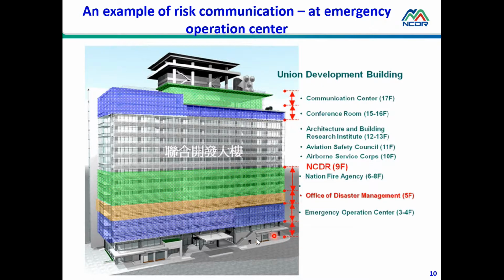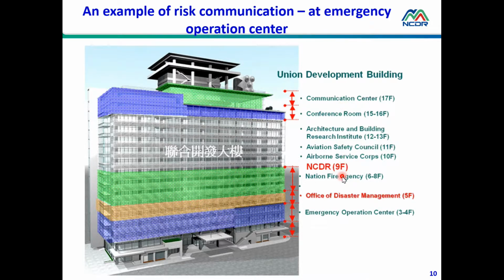Our office wing is also very unique. This building includes several important units. The third and fourth floors are our National Emergency Operations Center. The fifth floor, I mentioned, is the Office of Disaster Management. Floors 6 to 8 are the National Fire Agency. NCDR is located on the 9th floor. Above my office there are also some agencies related to emergency response.